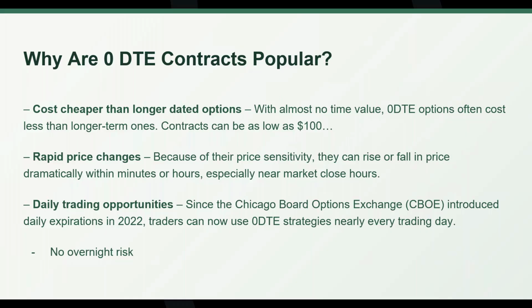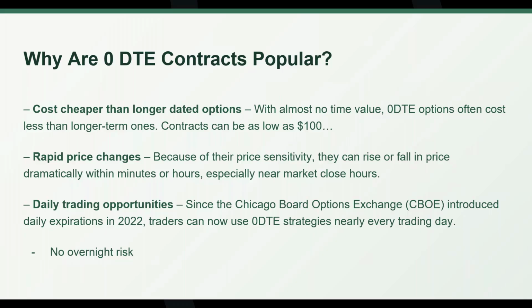So they're much cheaper than longer dated options. They basically have no time value left, so you're not going to pay much for these at all. And especially on SPY, we'll talk about that in a little bit, but the zero DTE options cost much less than the longer ones, with sometimes contracts costing as little as $100. So you can use small accounts and still be able to play these, as opposed to longer dated options where you won't even be able to play if you have a small account.